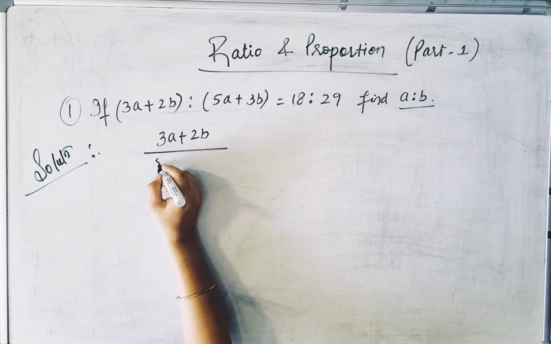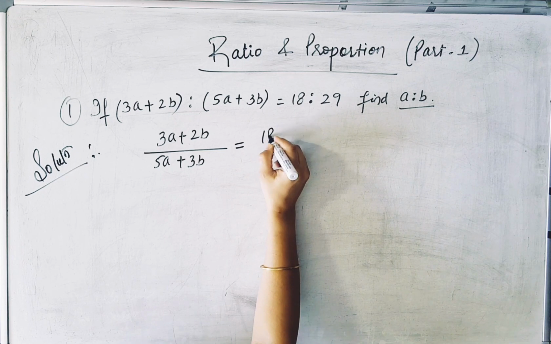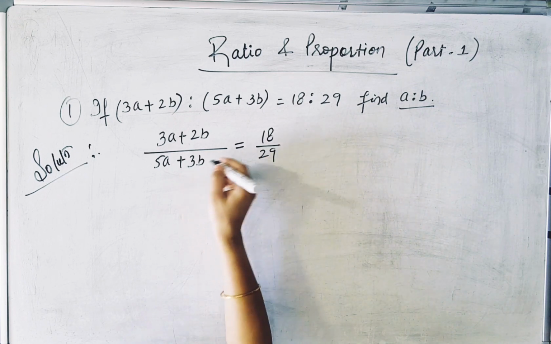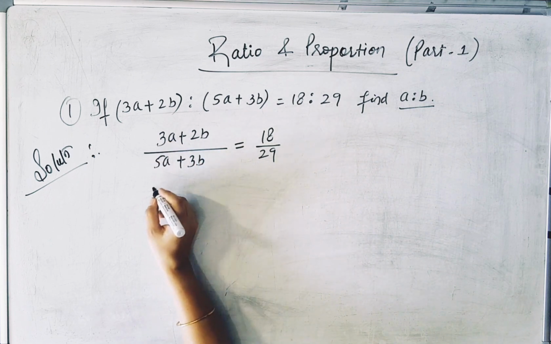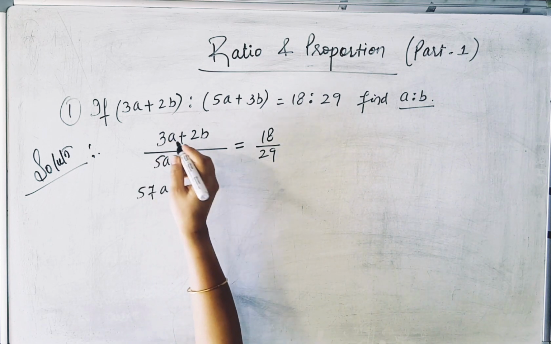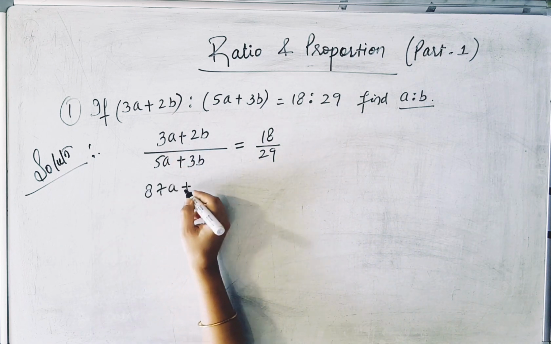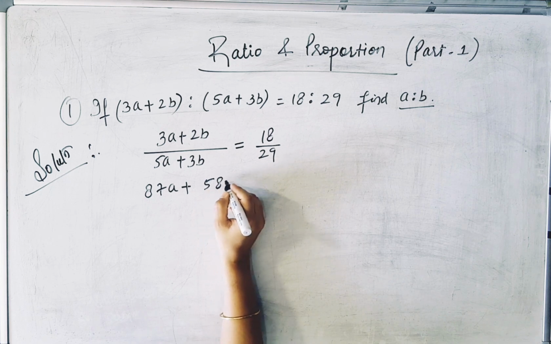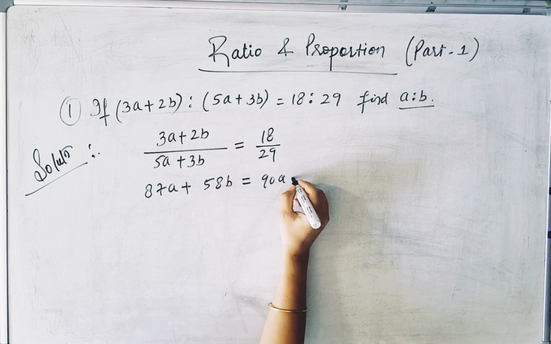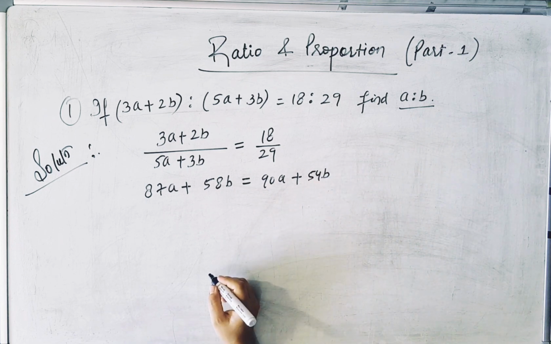We write this as 3a plus 2b upon 5a plus 3b equals 18 upon 29. We'll cross multiply it. 29 into 3 will give 87a, plus 29 into 2, 58b, equals 18 into 5, 90a, plus 18 into 3, 54b.